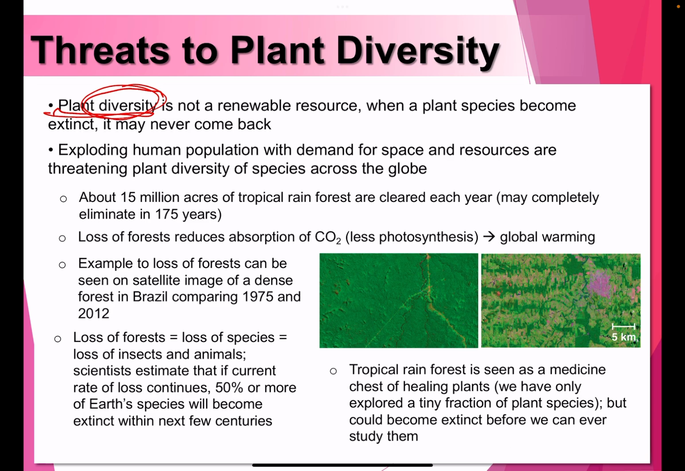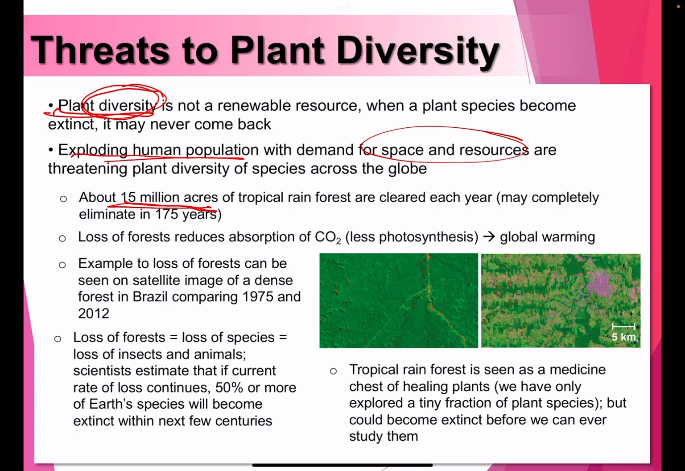Unfortunately, many years ago, the exploding human population demanded a lot of space and a lot of resources that threaten plant diversity of species across the entire globe. They say that about 15 million acres of tropical rainforests are cleared each year for the purpose of using lumber. Scientists estimate that if we go at the same rate of clearing, they will be completely gone in the next 175 years. That is what they estimate if we keep cutting them down at the rate that we're going.